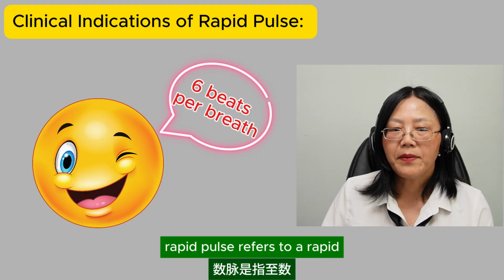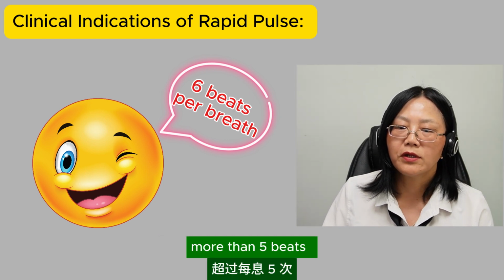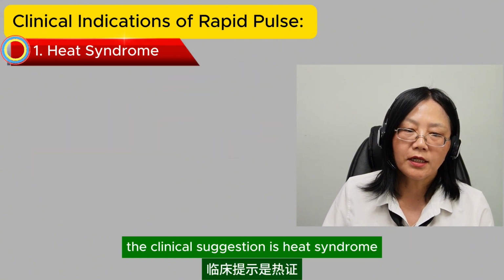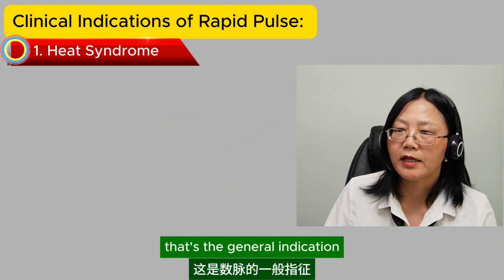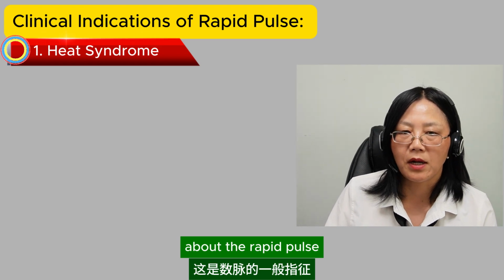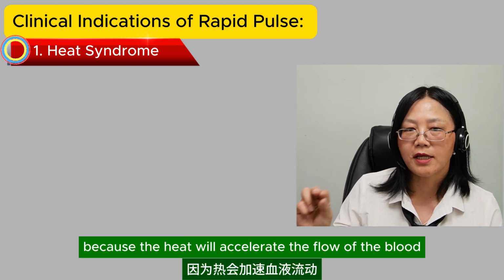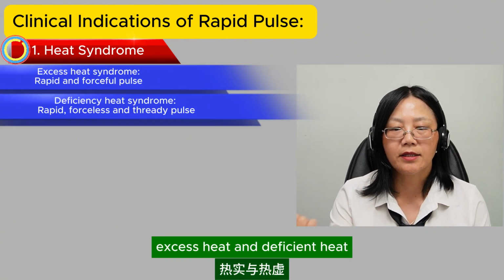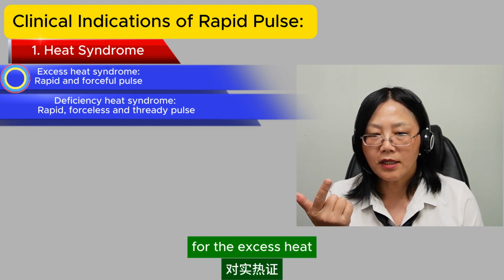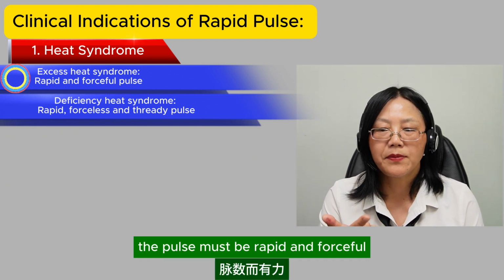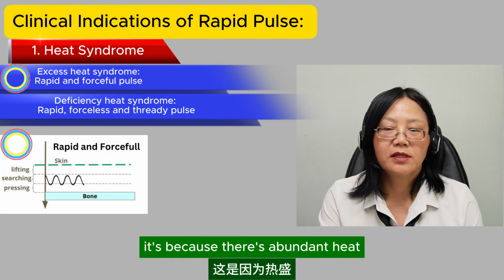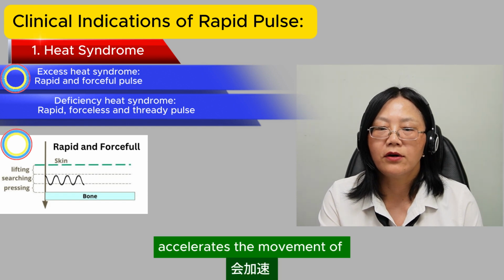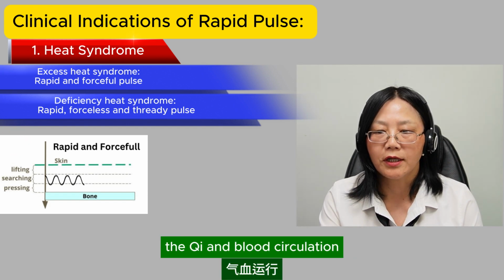Rapid pulse. Rapid pulse refers to a pulse of more than 5 beats but fewer than 7 beats per breath. The clinical suggestion is heat syndrome. That's the general indication of the rapid pulse, because heat will accelerate the flow of the blood. There are 2 types of heat, excess heat and deficient heat. For excess heat, the pulse must be rapid and forceful. It's because there's an abundance of heat accumulated in the body. The rampancy of heat accelerates the movement of the qi and the blood circulation.